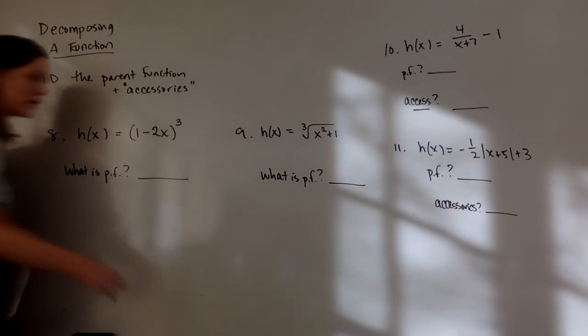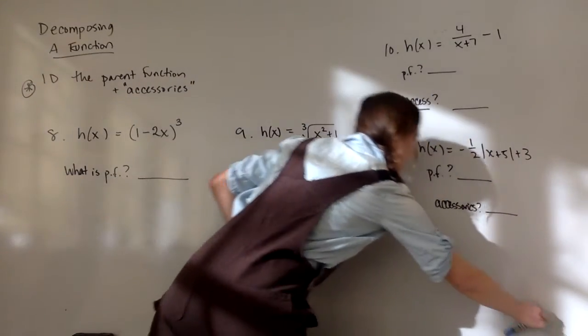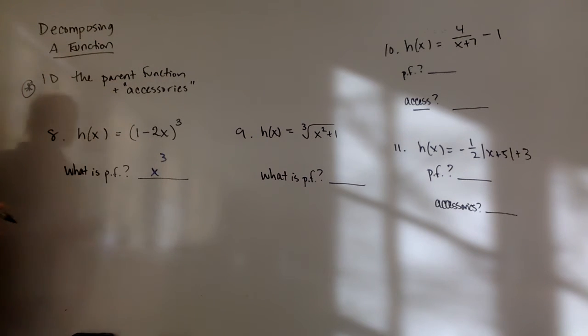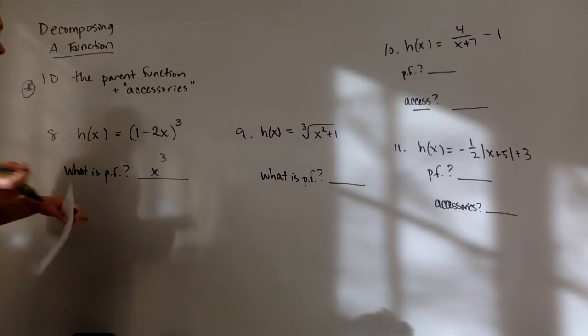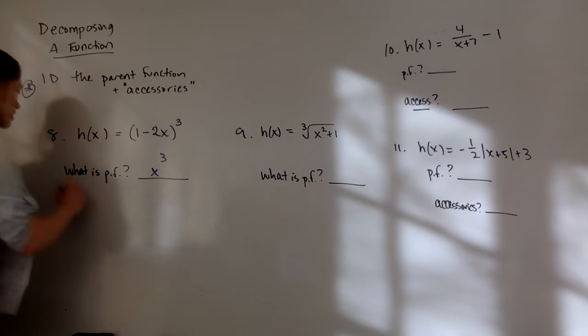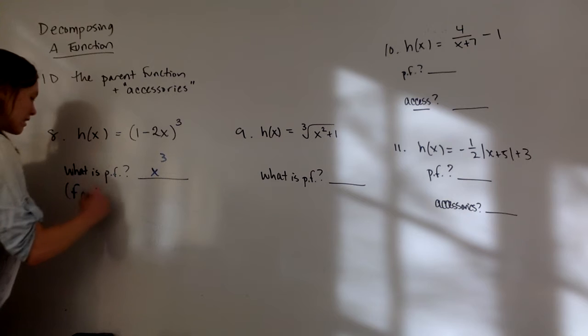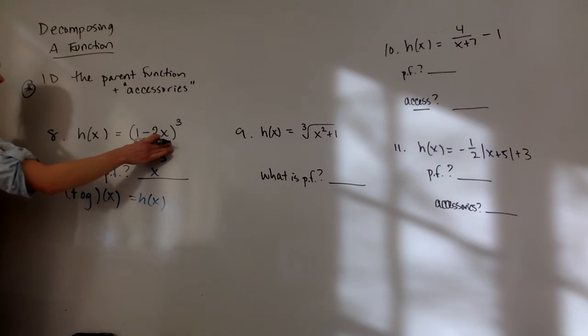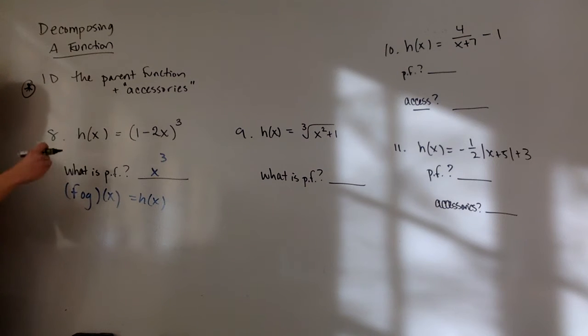So in number 8, what is my parent function? Y equals x to the third. X cubed. Nice. And so it's saying identify two functions f and g such that f of g of x equals h of x. So I'm trying to take two functions where f of g of x gives me h of x. So I'm trying to get to here by plugging one function into another.